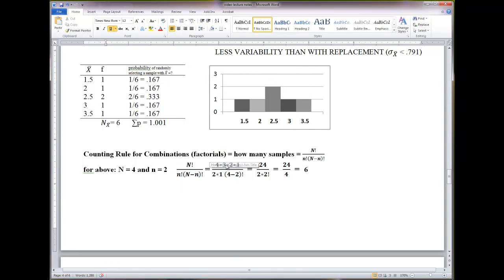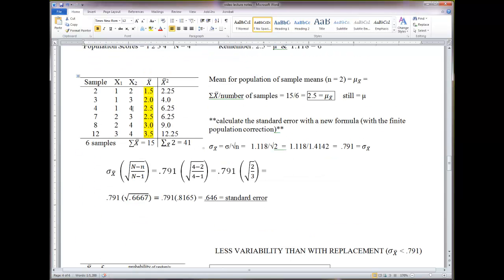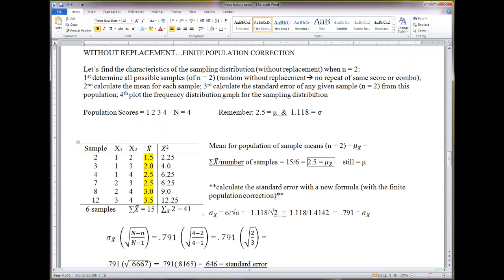All right, so we already figured out 4 factorial is 24. Then 2 factorial is just 2 times 1, which is 2. And here, 4 minus 2 is 2, so we've got our 2 factorial here. But guess what? 2 factorial is just 2 times 1, so if we take 2 times 2, we get 4 right here. So that's where that comes from. 24 divided by 4 is 6, and lo and behold, we have 6 unique samples of a sample size of 2 from this population.